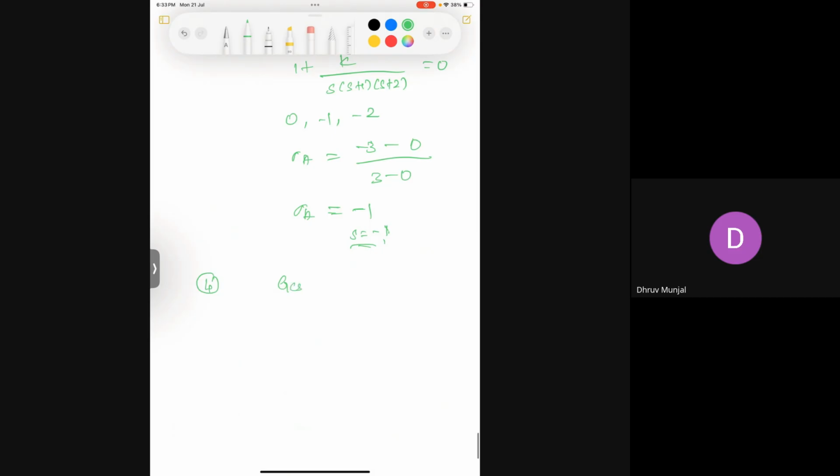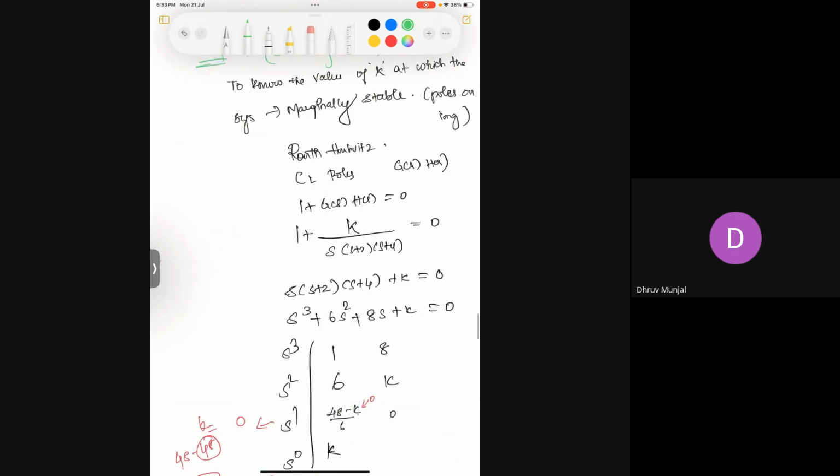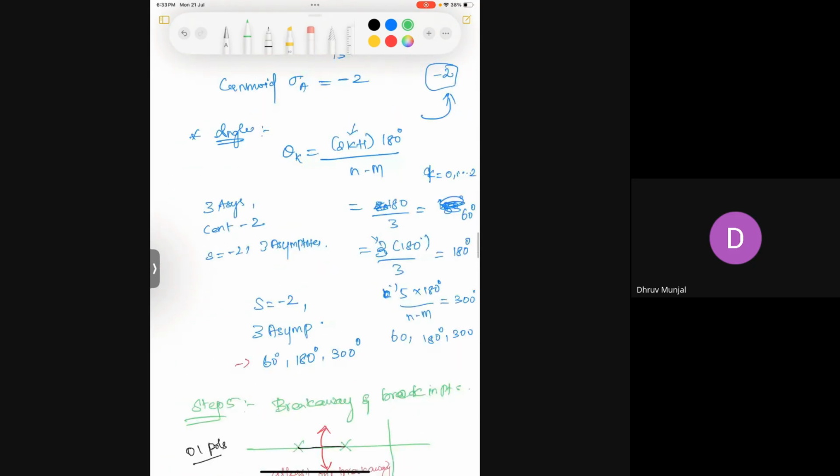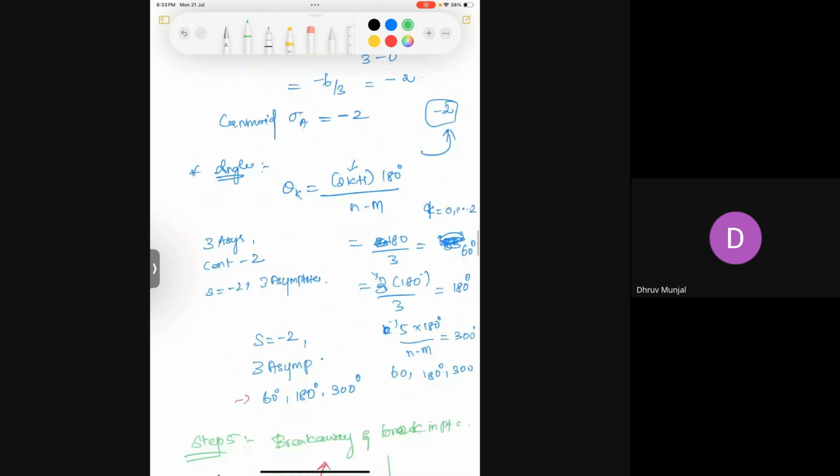I'm giving an open loop transfer function: s plus 3 divided by s into s plus 1, s plus 2, s plus 4. Can you find the angle of asymptotes? I will give you the formula. This is the formula. Theta k equal to 2k plus 1 into 180 divided by n minus m. Just see how many angles of asymptotes you need and put k accordingly. That's it.